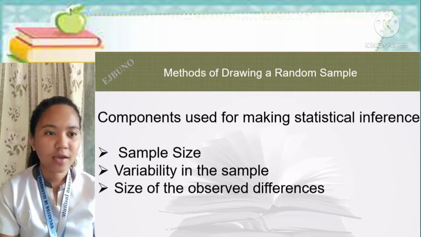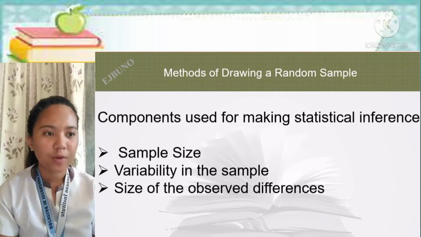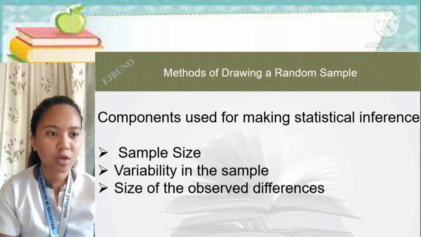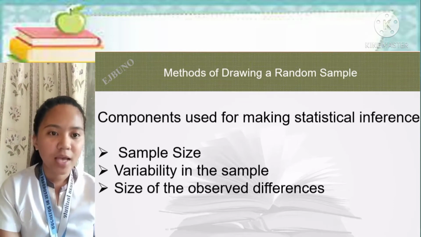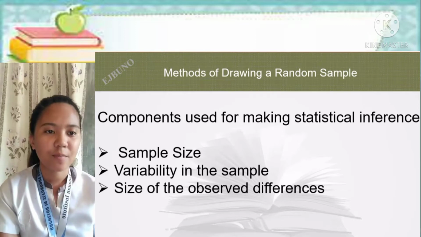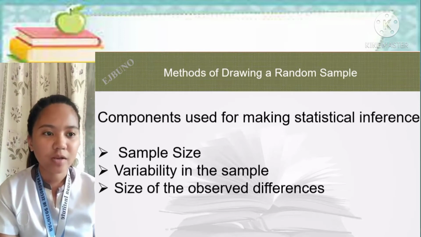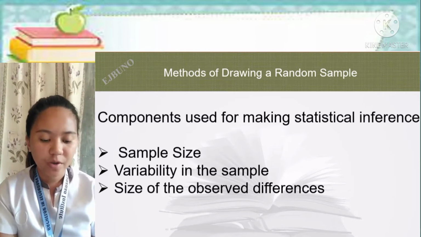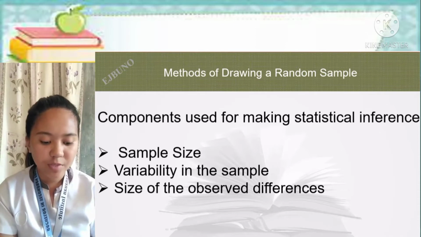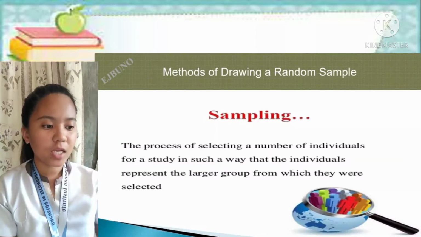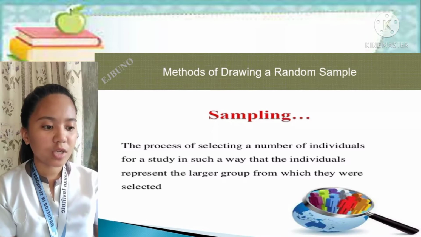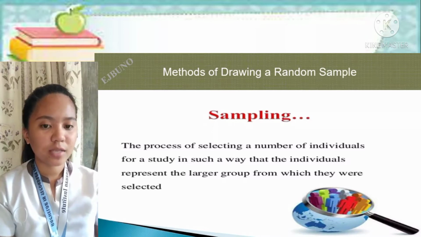First, sample size is the act of choosing the number of observations or replicates to include in a statistical sample. Next is the variability in the sample. It is the range by which values differ between samples, and the last is the size of the observed differences. Sampling is the process of selecting a number of individuals for a study in such a way that the individuals represent the larger group from which they were selected.